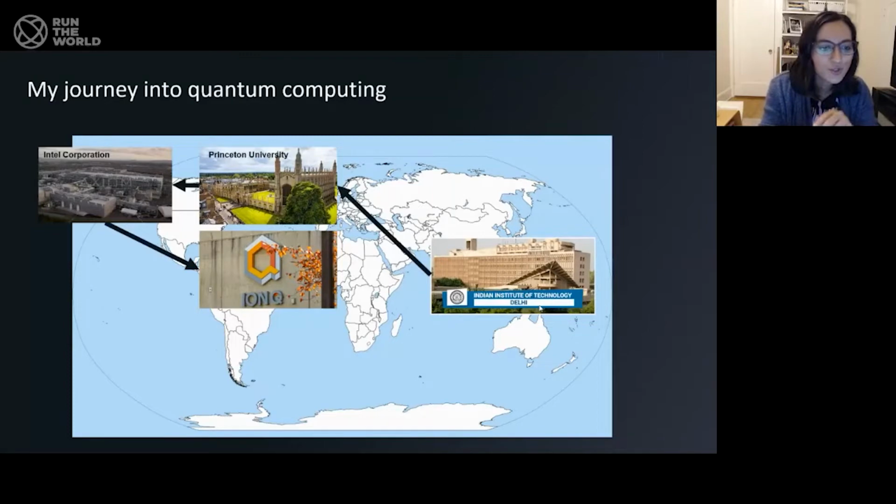After 4 years there, I was fortunate enough to get accepted to this place that looks like Hogwarts over here. So basically Princeton University in New Jersey. And over there, I got a PhD in condensed matter physics. So it actually was not even in quantum computing. It was in condensed matter physics.